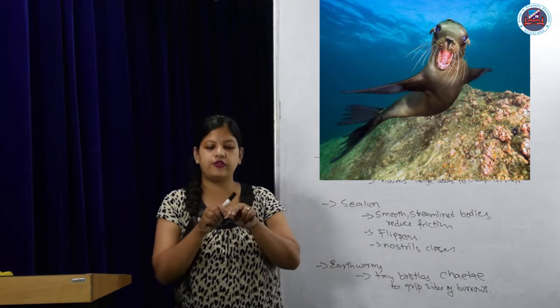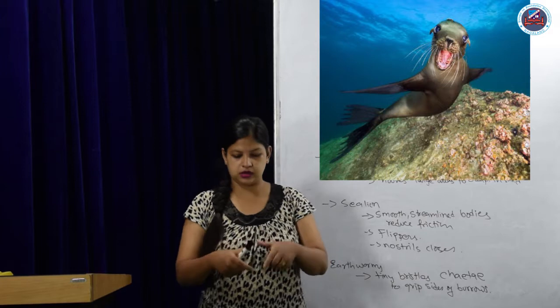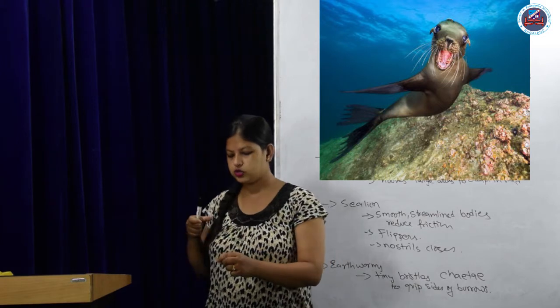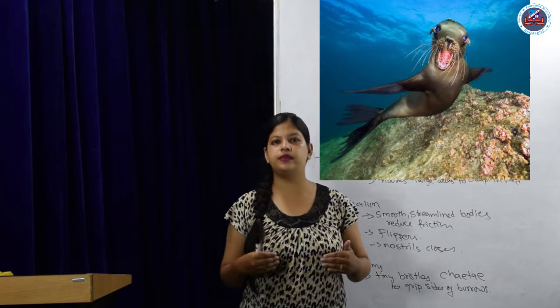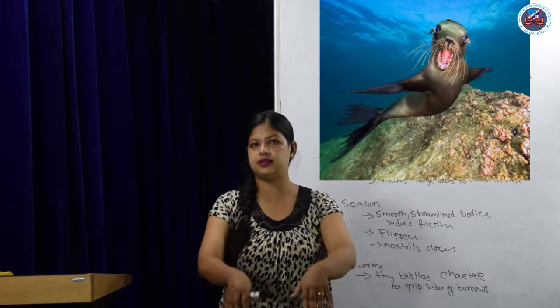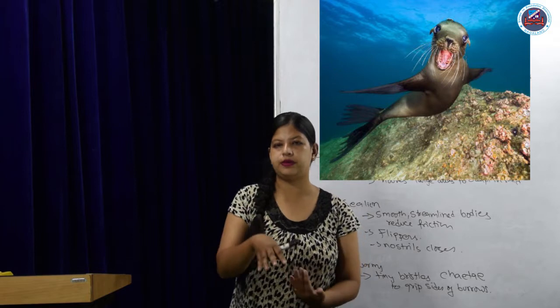And similarly, they have flippers. Flippers are like here in the picture, you can see at the back, two kinds of lines out there. So those flippers help the sea lion to move forward in the sea and dive deeper and deeper.